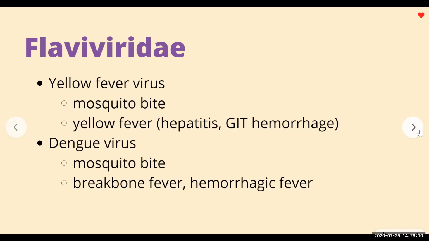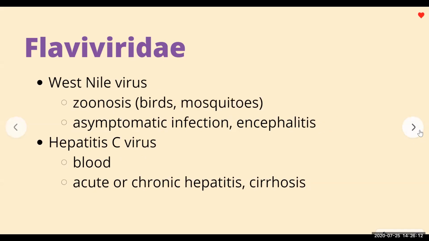Okay. Then we have the West Nile virus. Wala gyapon ni sa tua. So zoonosis from birds and mosquitoes, the same, encephalitis. And hepatitis C virus. O, di ba? Si hepatitis A, B, C, D, E, F. Si C is through blood.